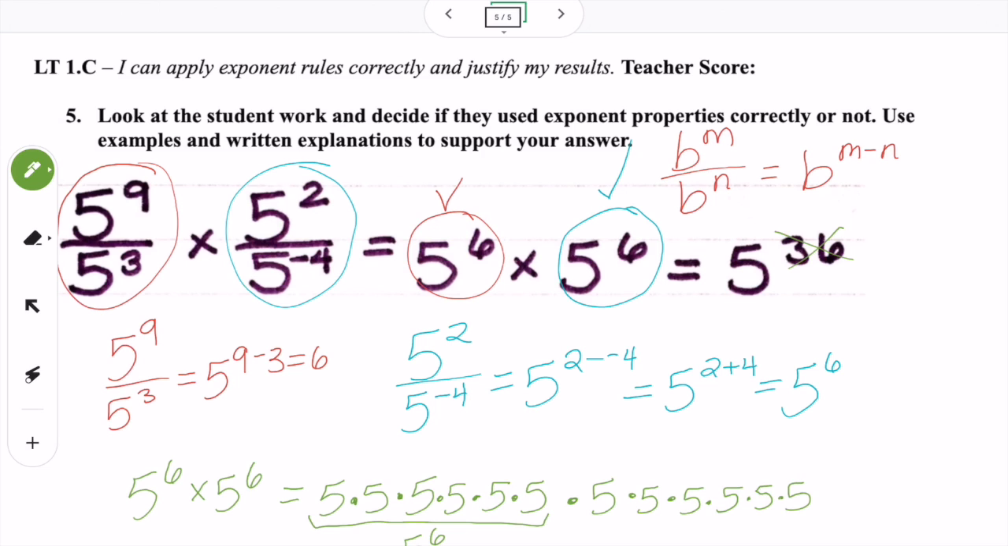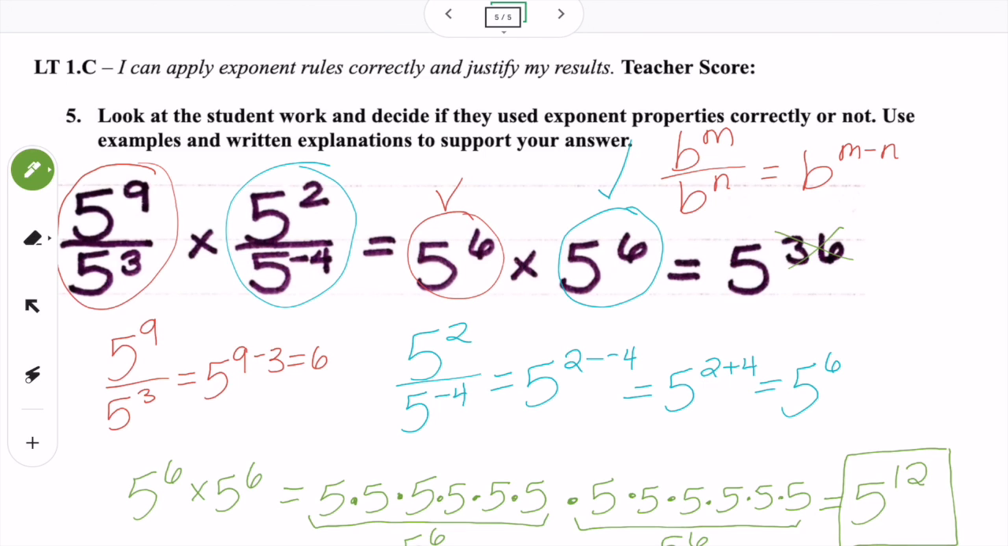There's our other 5 to the 6th. We don't have 36 factors of 5. We have 12 factors of 5. So our final answer should have been 5 to the 12th. They used the power of a power rule where we multiplied the exponents, but they weren't supposed to. We should have used the product rule where you're adding the exponents.